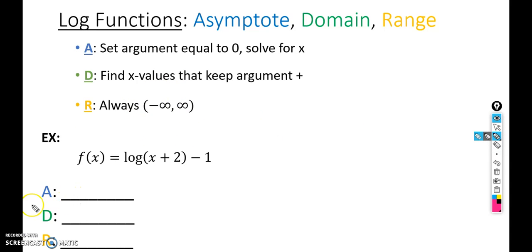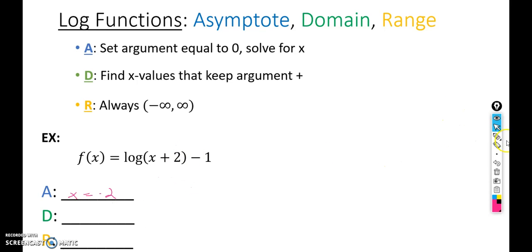Let's look at this example. I'm asked to find the asymptote, domain, and range. So first I want to find the asymptote. I'm going to set the argument equal to 0. So when I set x plus 2 equal to 0, I'm going to subtract 2 from both sides. And when I do that and solve for x, I get x equals -2. And that is going to give us the asymptote for the log function.